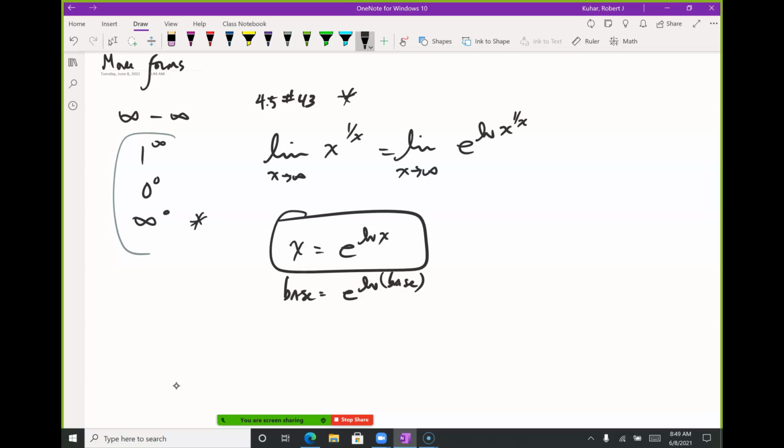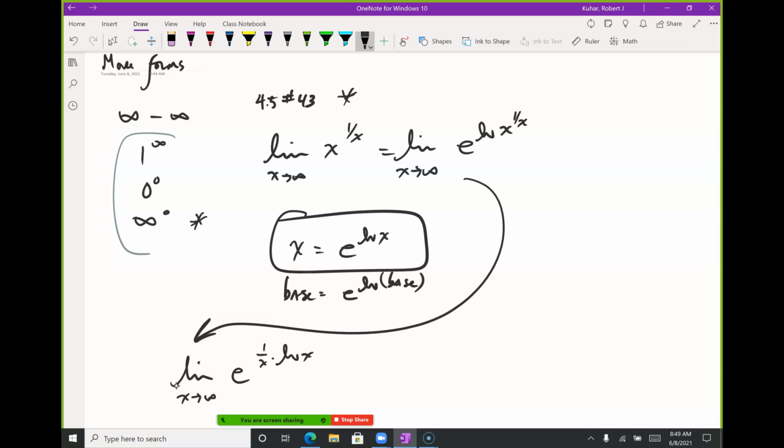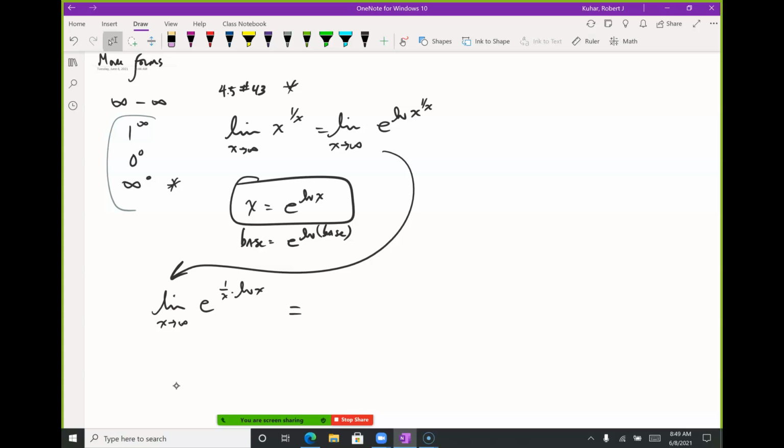But what I'm going to do is use the properties of logs here. I'm using the properties of logs to say that 1 over x comes out as a multiplier. So I've got the limit as x goes to infinity of e to the 1 over x times ln of x. The properties of log say if you have an exponent of your argument, that can come out as a coefficient to the ln. And so this is the limit as x goes to infinity of e to the ln of x over x. That's my exponent, ln of x over x. I'm trying to really emphasize that.